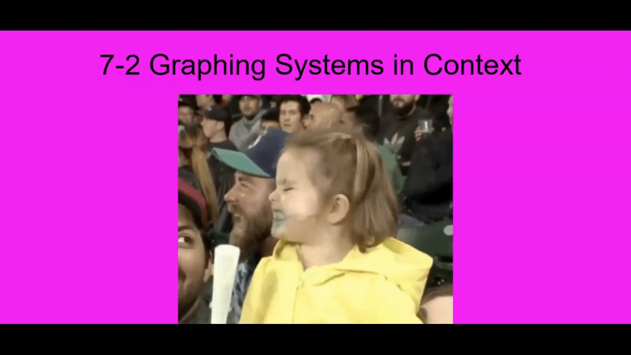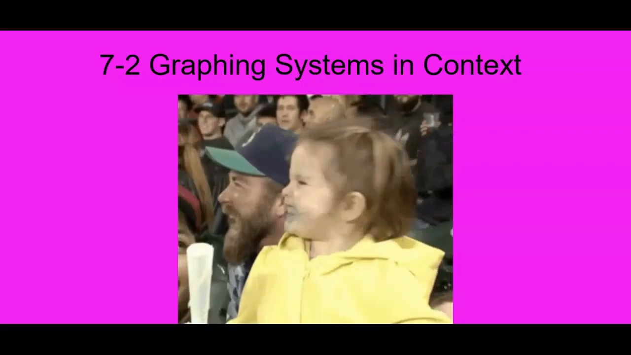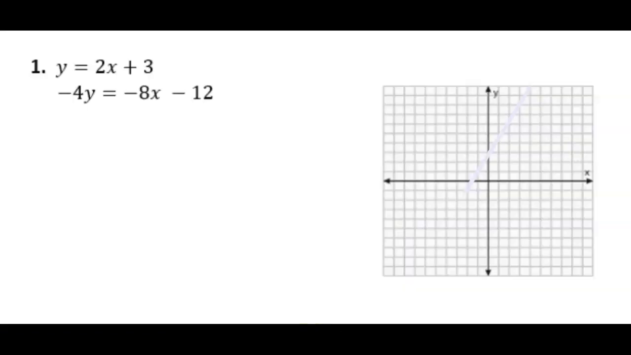All right, 7-2. 7-2 is graphing in context. Before we start, we're going to do a little bit of review. So yesterday, or in the last class, we learned how to graph systems. So we took our y-intercept form and we identified our m and we identified our b on line 1.